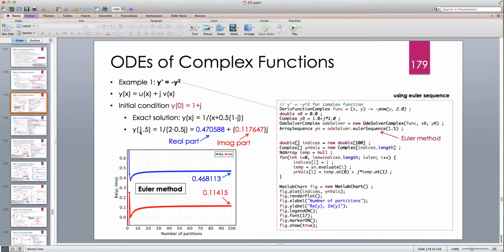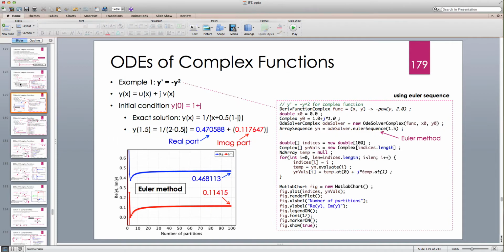So let's look at y at 1.5. So the initial point is 0. We're looking at a later point, 1.5, which is 0.470588, the real part, plus j times 0.117647, the imaginary part.